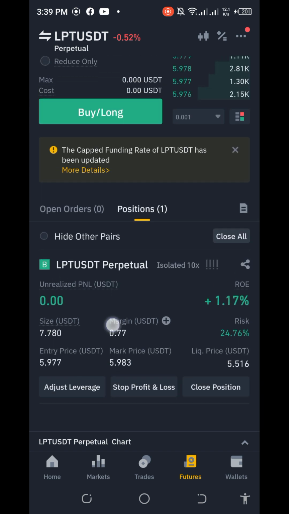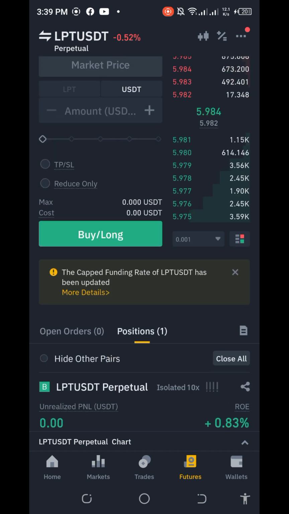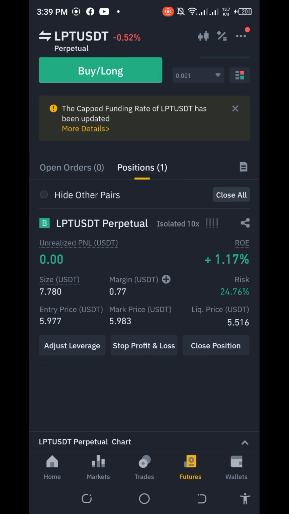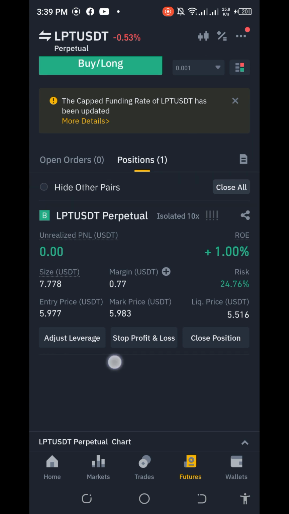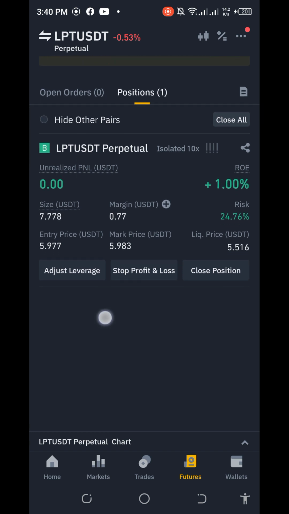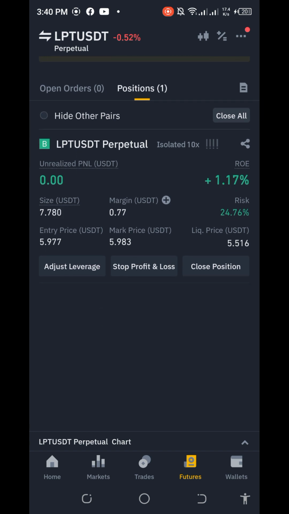from 5.982 to 5.516 before they will kick me out from the market. Because I'm using low leverage. Look at it, 10x and isolated. You understand? Because I'm using 10x. Assuming I'm using 20x now, my liquidation price will be either 5.700. It will go closer.